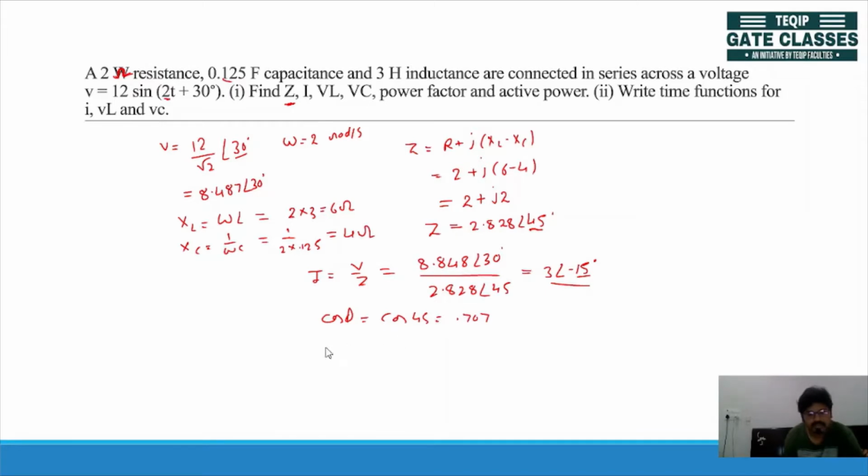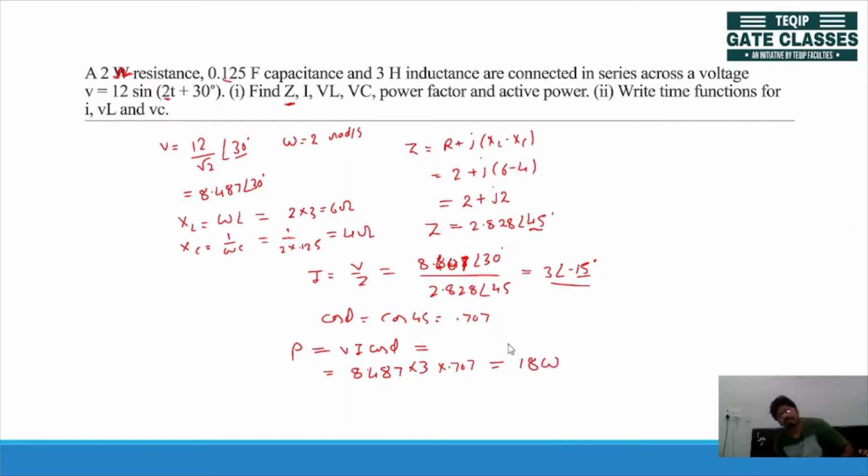Okay. Now if you want to calculate your active power, that is VI cos phi, so you can directly put the values and calculate. RMS value of V is 487. RMS value of current is 3 and your power factor is 0.707. So from here you'll get your answer as 18 watt.